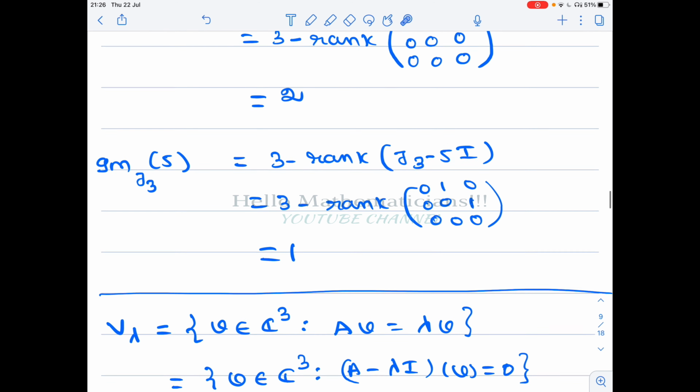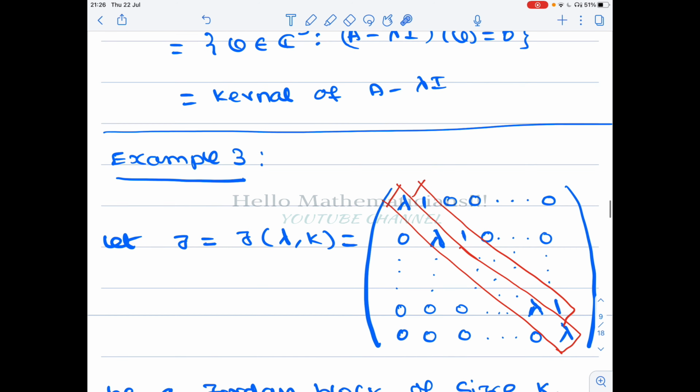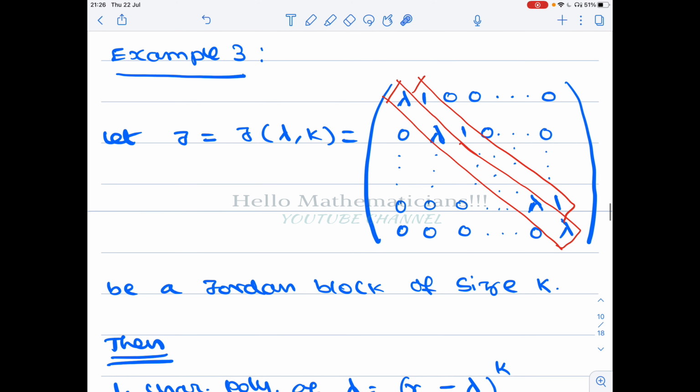Okay, let's see. Let J equal J lambda comma k. This is just a notation. So J lambda comma k means that it is a k by k Jordan block corresponding to the eigenvalue lambda, or a size k Jordan block corresponding to the eigenvalue lambda. It will be of the form where all the diagonal entries are lambda, and everything in the diagonal next to the main diagonal, above it, will be 1.